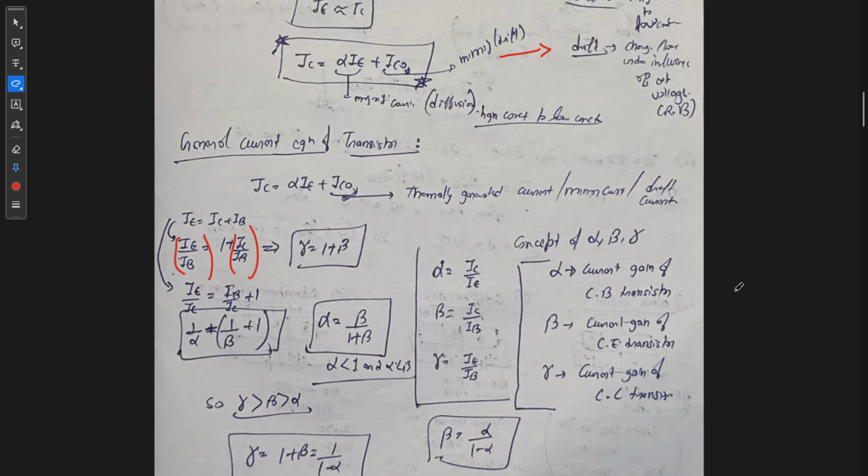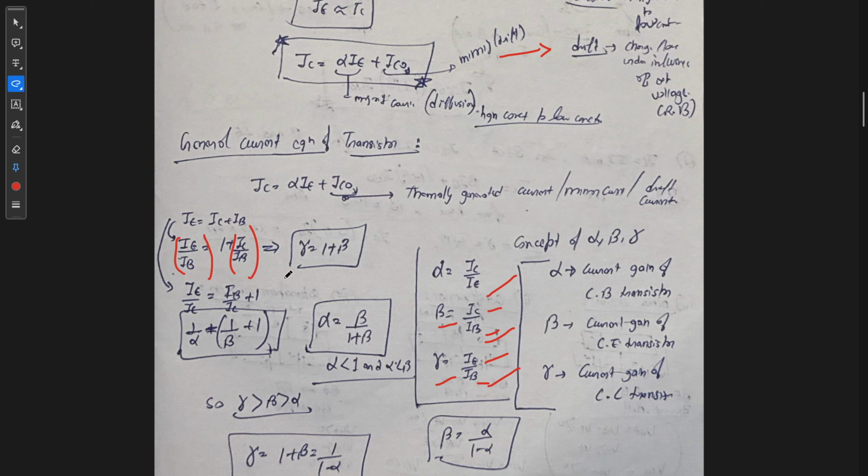Now what are alpha, beta and gamma? Alpha is the current gain of a common base transistor, beta is the current gain of a common emitter transistor, and gamma is the current gain of a common collector transistor. Alpha is equal to IC upon IE, beta is equal to IC upon IB, and gamma is equal to IE upon IB. In the first, IC is the output and IE is the input. Here IC is the output and IB is the input. Here IE, the emitter, is the output and IB, the base, is the input.